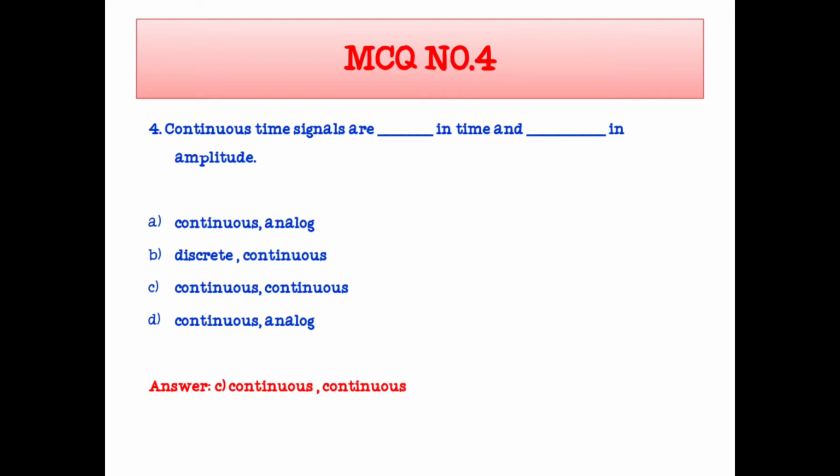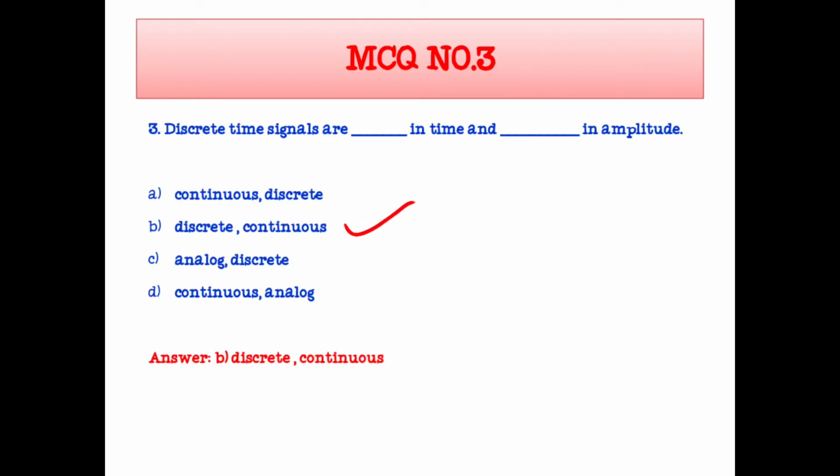So what about continuous time signal? Continuous time signals are continuous in time and continuous in amplitude. So these 2 points can be added as the next difference between CT and DT signals. In the CT signal, you may write continuous time signals are continuous both in time and amplitude. But discrete time signals are discrete in time and continuous in amplitude.